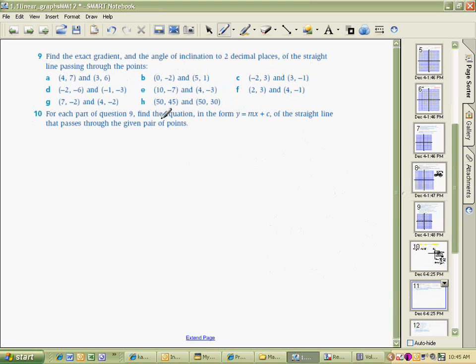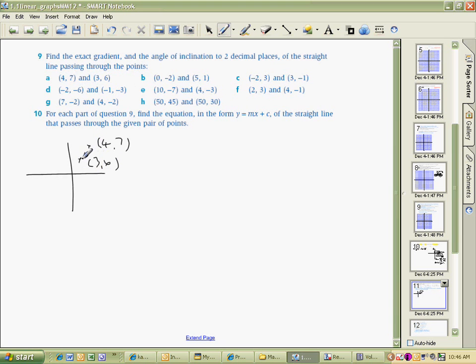Question 9 and 10, well, I put them together because they're related. We have to find the exact gradient, it says, of the line joining these points. So if we were to do a really quick graph, 4, 7, where's that going to be? Across 4, up 7, somewhere around about there. What about this one? 3, 6. Okay, well, there and up a little bit less, so something like that.